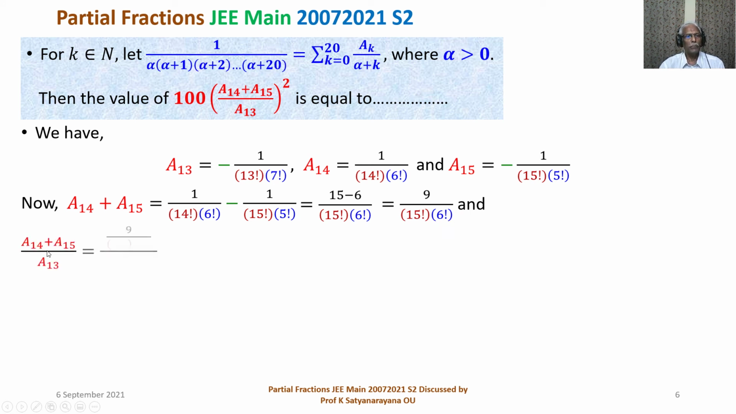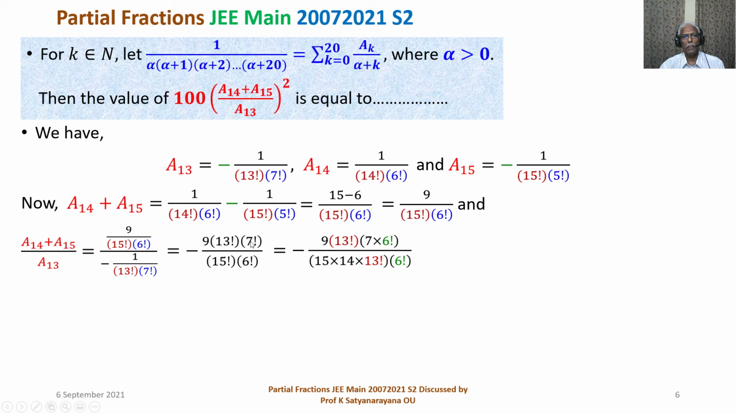Now a14 plus a15 by a13 is required here. Therefore, a14 plus a15 is 9 by 15 factorial into 6 factorial, divided by a13, which is minus 1 by 13 factorial into 7 factorial. When simplified, 7 factorial is written as 7 into 6 factorial, and 15 factorial is written as 15 into 14 into 13 factorial. The 13 factorial cancels, the 6 factorial cancels, and you are left with minus 9 into 7 by 14 into 15, which simplifies to minus 3 by 10.